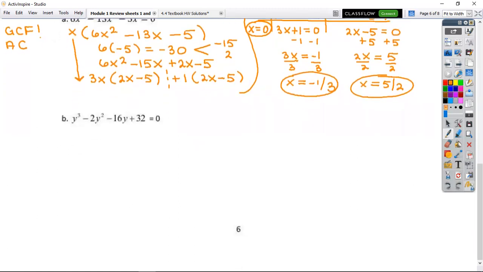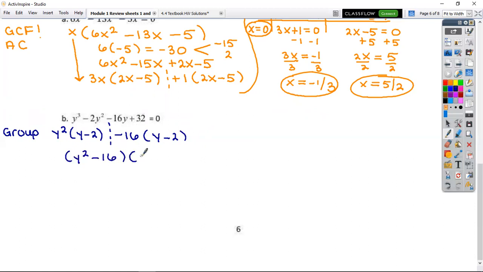How about letter B? What method is this one going to be? Grouping, very good. So this one's grouping, which is just that middle portion of your AC method that you utilized above. So I just go right down the middle. I'm not even going to rewrite it. Left-hand side, you're going to take out y squared. I'm left with y minus 2. And then remember, when your third term is negative, you want to pull the negative with it. I'm going to go minus 16. And then y minus 2. Place them back together, and I'm left with y squared minus 16 and y minus 2.